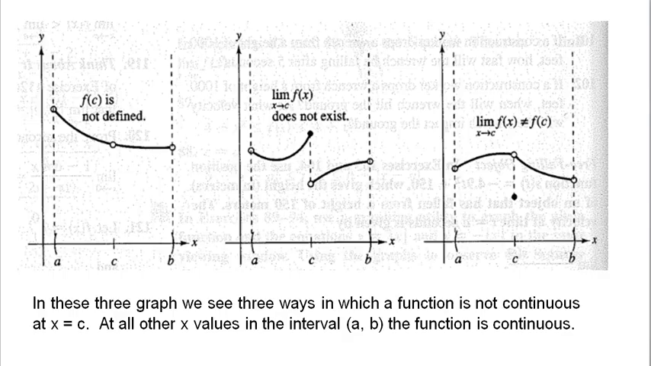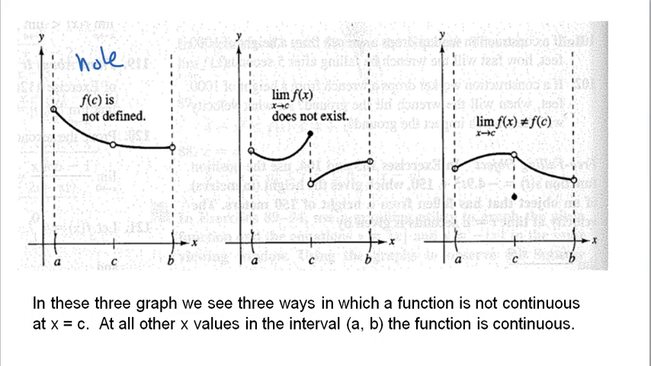Here are a couple of examples of exactly what I'm talking about. Interruptions, places where the graph is broken. In this first graph, we have a hole, right? So the graph is broken. It's not even defined at f of c. It does not exist. There's nothing at f of c, and that creates an interruption in the graph.